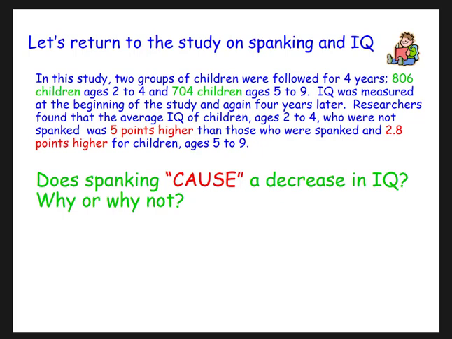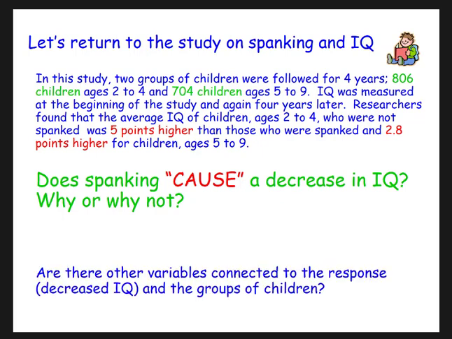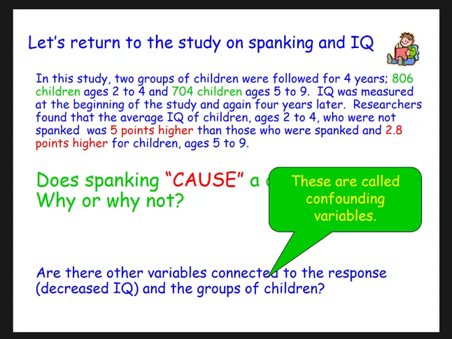So in the first study, the two groups of children that were followed for 4 years, the IQ and spanking study, does spanking cause a decrease in IQ? Well, there's a relationship between them, but we cannot say that there's a cause, because there could be other variables connected to the response. In this case, the response that we're measuring was increase or decrease change in IQ of the groups of children. This is what's called confounding variables.